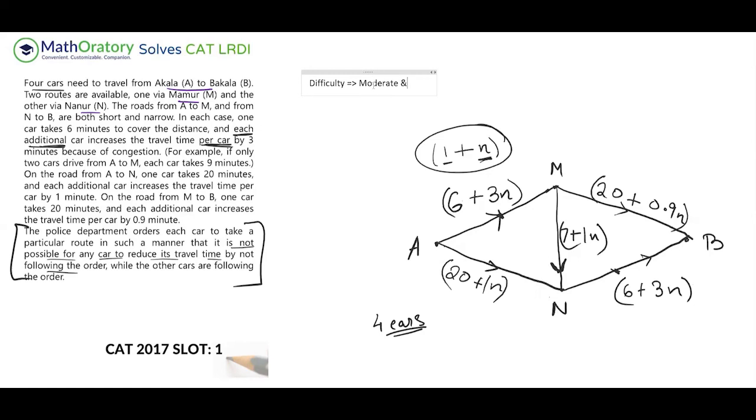And I would also say this is a bit tricky in nature because you might lose track of the number of cars that are moving from a particular route. At every point, you should re-verify. So that might take a bit of time. So I would say the ideal time to solve a set like this would be somewhere in the range of 8 to 10 minutes. These kind of sets do take up time, but it is doable.